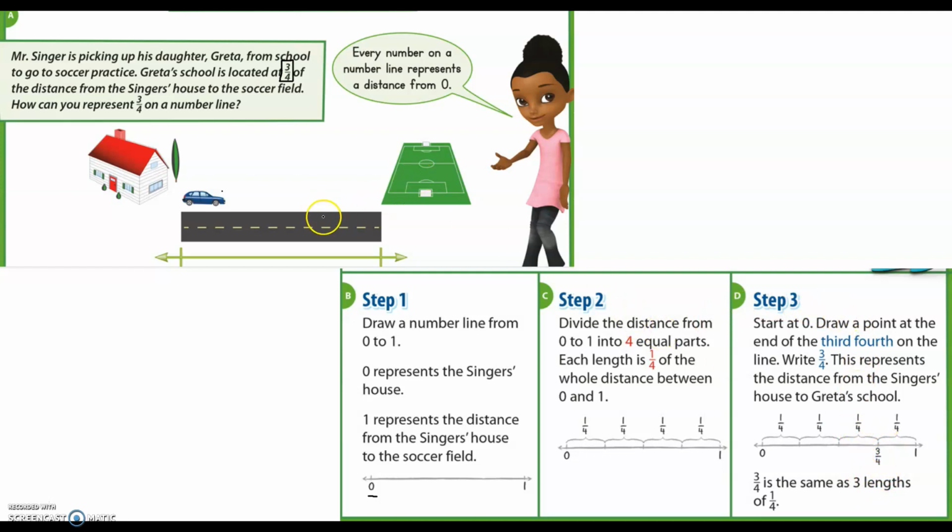So if I look up here, if I were to draw those 4 equal parts, 1, 2, 3, 4, jump to the 3/4, 1, 2, 3, her school is about right here. So 3/4 is the same as 3 lengths of 1/4.